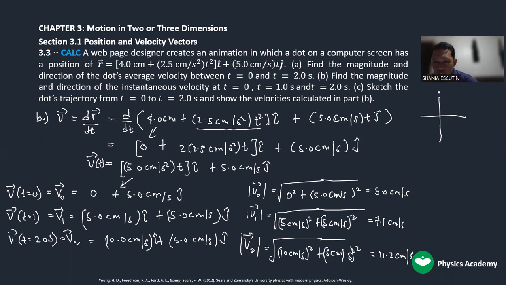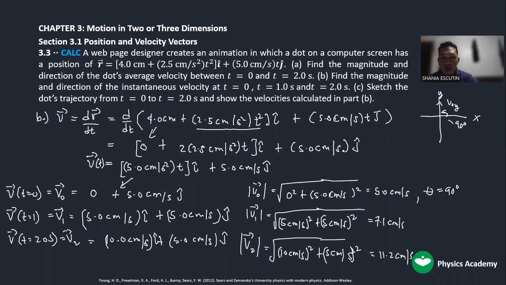Okay, so to find the direction, let's graph this one. Here, this is y and this is x. For our v sub 0, v sub 0 x is 0. This is v sub 0 y. We know that it only lies on the y-axis because it has no x component. So this is actually 90 degrees. So the direction theta is 90 degrees.